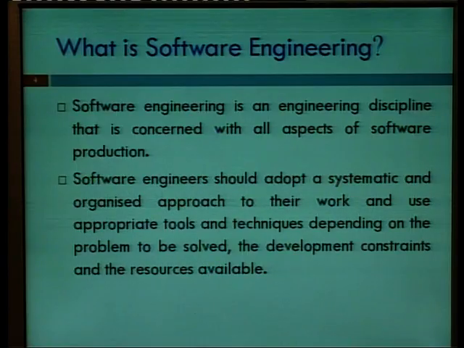Before going into the software development lifecycle models, we have to know what software engineering is. Software engineering is an engineering discipline that is concerned with all the aspects of software production. Software engineers should adopt a systematic and organized approach to their work and use appropriate tools and techniques depending on the problem to be solved, the development constraints and the resources available in that environment.